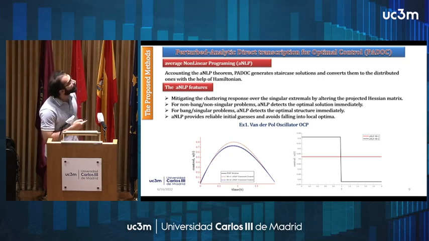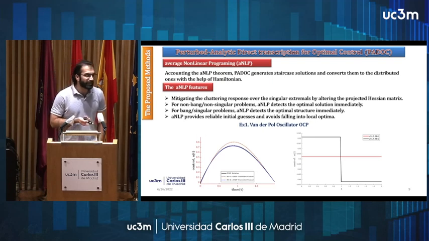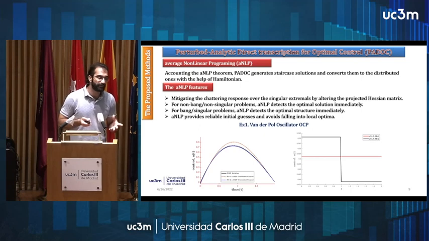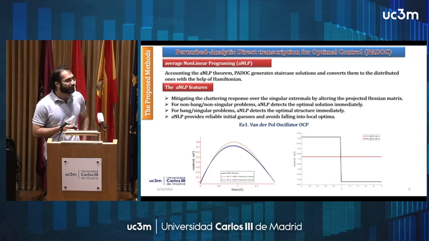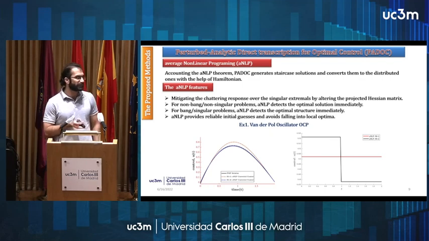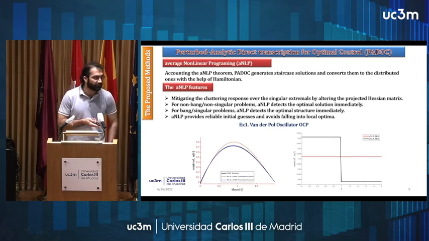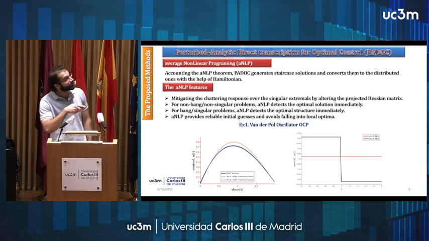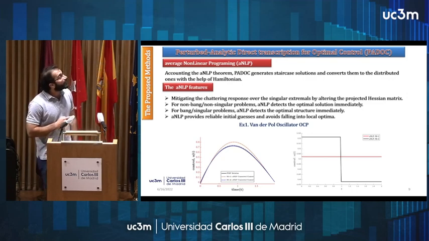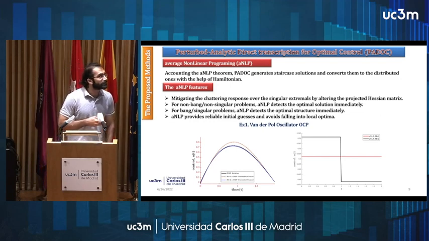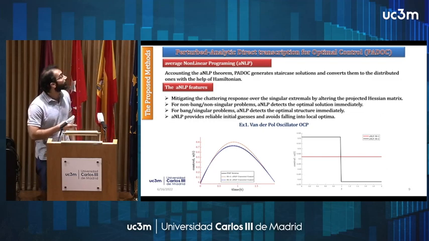So the features can be regarded as mitigating the chattering response over the singular extremals by altering the projected Hessian matrix. For non-bang or non-singular problems, ANLP detects the optimal solution immediately. For bang-singular problems, ANLP detects the optimal structure immediately. ANLP provides a reliable initial guess, and of course it avoids falling into possible local optima.